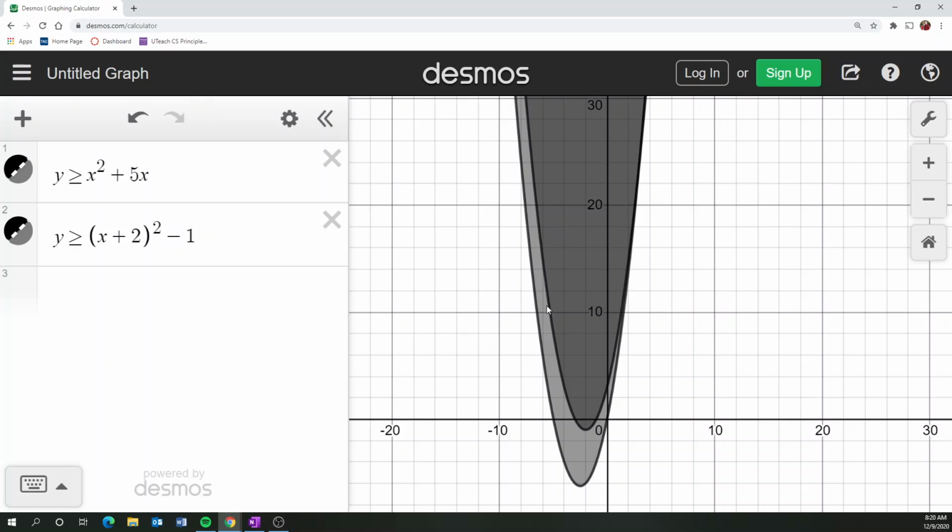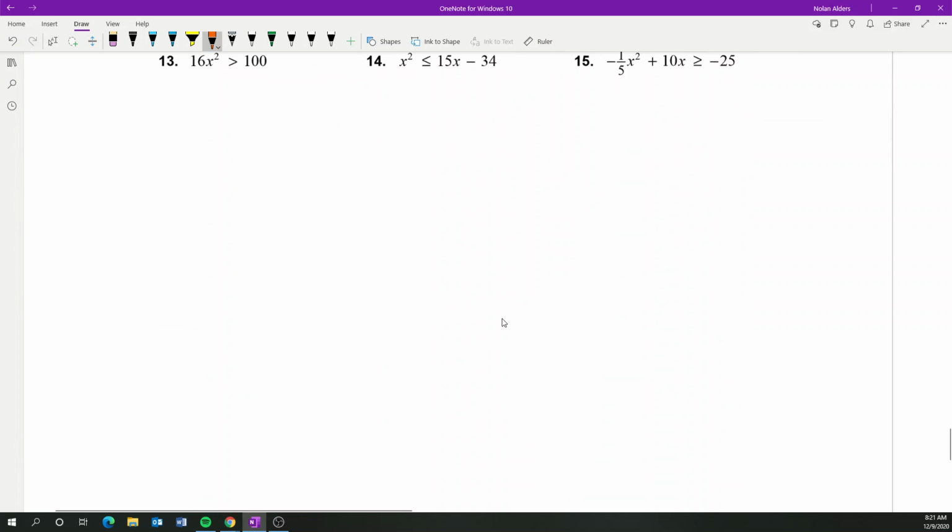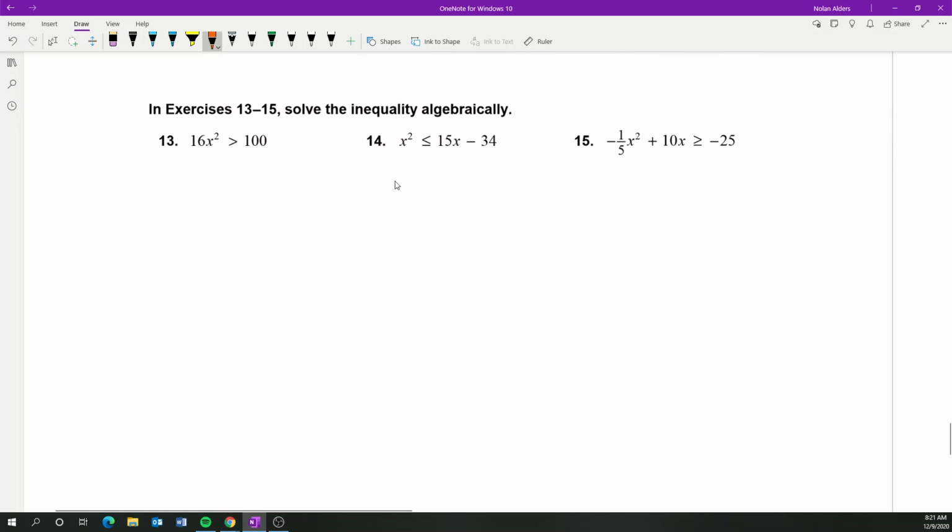So anyway, that's how you would graph a system of inequalities, quadratic inequalities, and then find solutions inside there. All right, let's go back to our questions. One last thing we want to look at here is how we can solve an inequality algebraically.